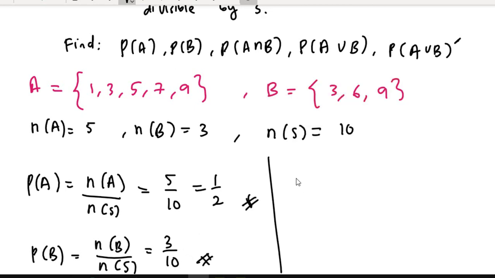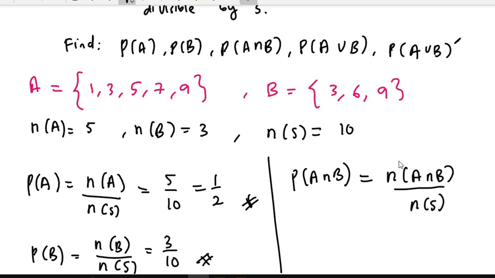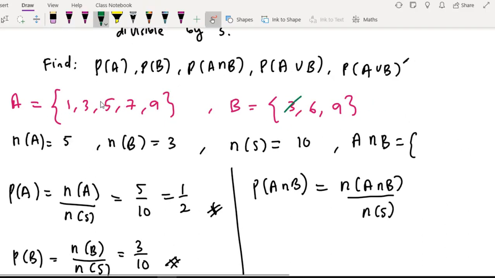For the probability of A intersect B, it is equal to the number of A intersect B over the number of S. Here you need to find the number of elements in A intersect B. Here 3 is shared, with the 3 inside A and 3 inside B. So A intersect B is 3 and 9. So the number of elements in A intersect B is 2, and 2 over 10 is equal to 1 over 5.